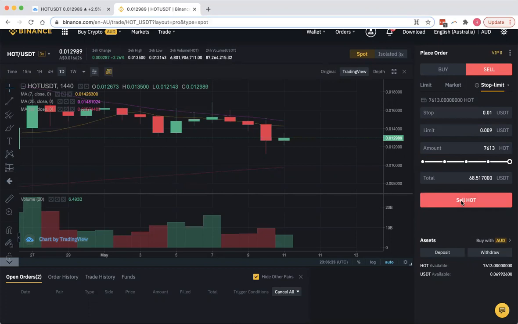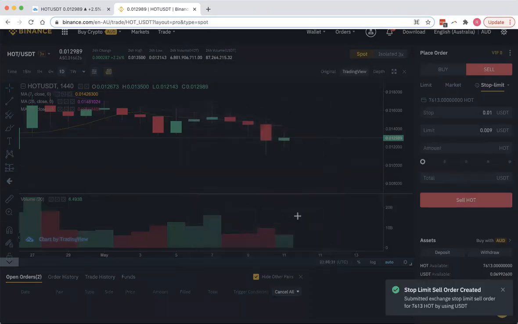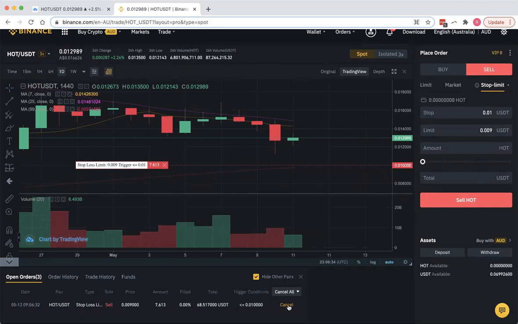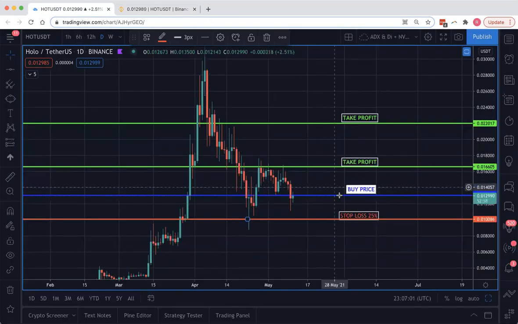When I click sell HOT now, we're not going to sell the HOT that we just bought. Instead, we've now got a stop loss limit order that will trigger at 0.01 and then sell at 0.009. You can see now that the stop loss has actually been added to our Binance account. So what we've done is we've taken the buy price and we've added the stop loss.